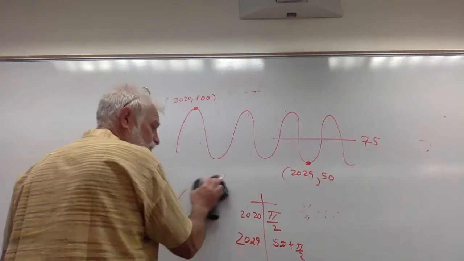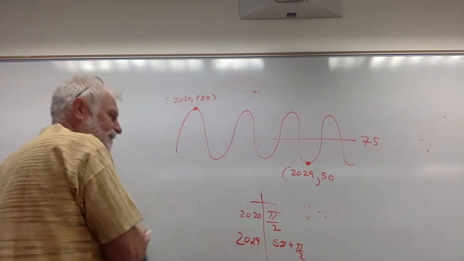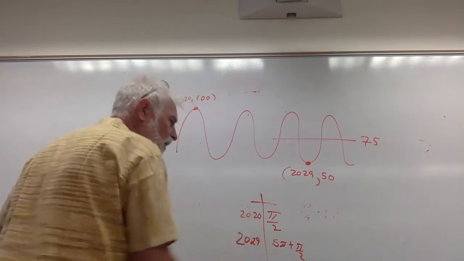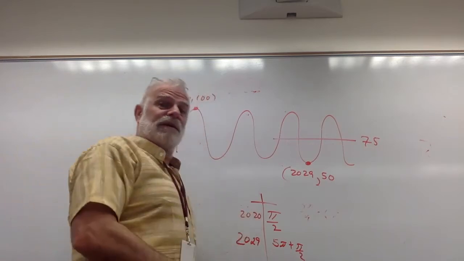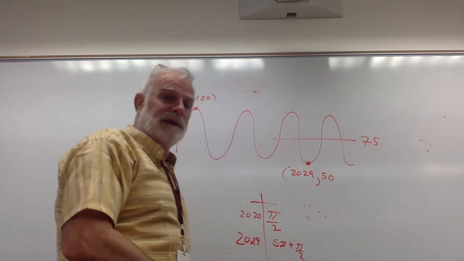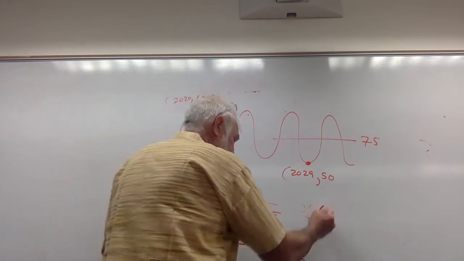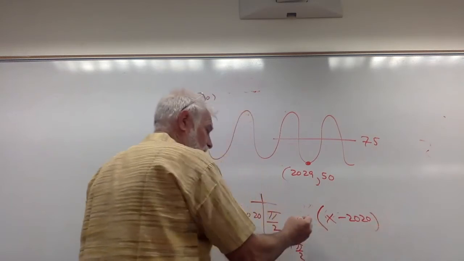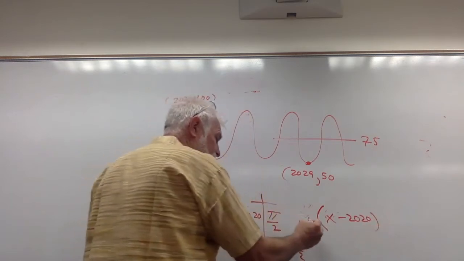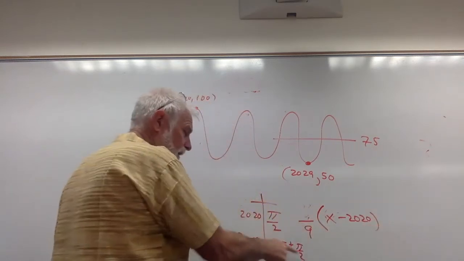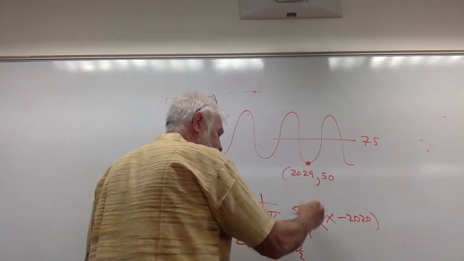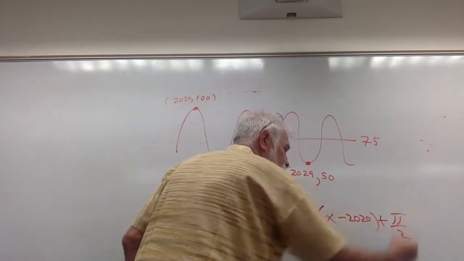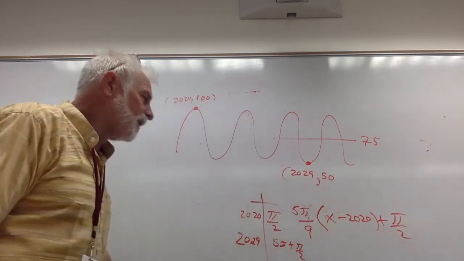Okay, so let's do the function. Let's do the numbers. So how do you write the equation of a line? We've gotten good at that. We started that day one. So x minus 2020. I know I've changed by 9. My x's have changed by 9, and my y's have changed by 5 pi. And when I put 2020 in, I want pi over 2. I usually write that immediately. Okay, so there's my correspondence.